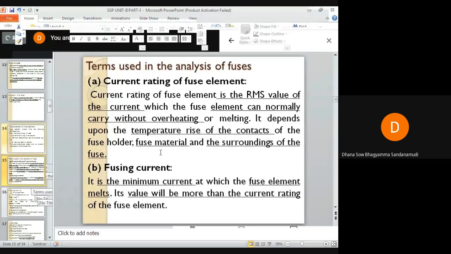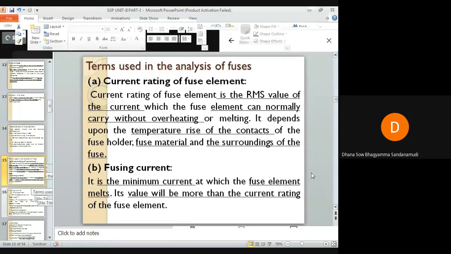Let us see the terms that are used in the analysis of fuses. One of the terms is the current rating of the fusing element. Depending on the circuit which is to be protected by this fuse, depending on the rating of that circuit, the fuse rating has to be varied. So the current rating of the fusing element will definitely vary.